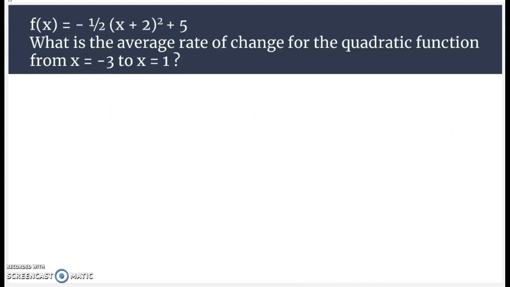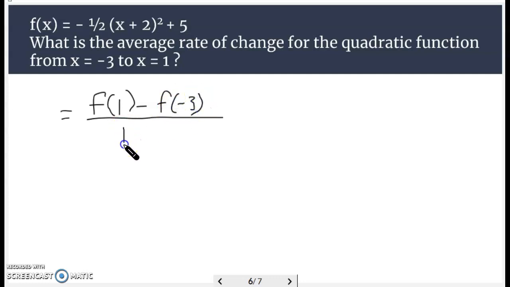Alright, here's another scenario. We got to figure out, in this case, negative 1/2 times (x plus 2) squared plus 5. Average rate of change from negative 3 to 1. We need to find f of 1 minus f of negative 3 all over 1 minus negative 3. The denominator is going to be easy. 1 minus negative 3 is 4.